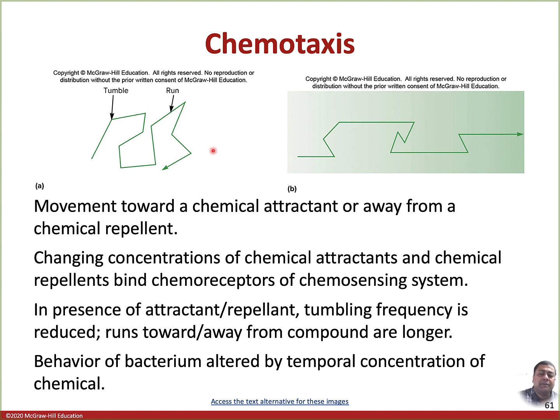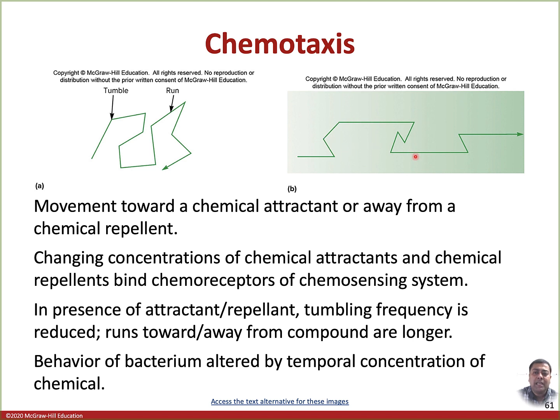On the other hand, for example, here you can see that the bright green side has more chemical attractant, and the concentration gradient from this side to this side is low to higher. Higher green is more concentration. In this condition, the bacteria can sense the environment by their chemoreceptor and chemosensing systems. In presence of this attractant, they will go straight, then tumble, go straight.